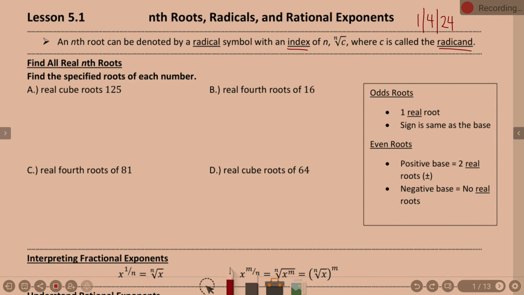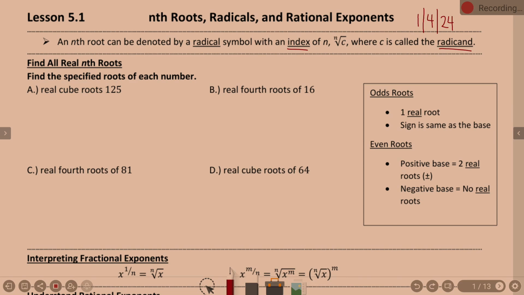So in A, we're looking at all real cube roots of 125. Real just meaning we're not talking anything imaginary here. Okay? So thoughts on cube roots of 125? What's it mean if we're looking for a cube root? What number times itself again is 125? And some guess and check will always work here too.